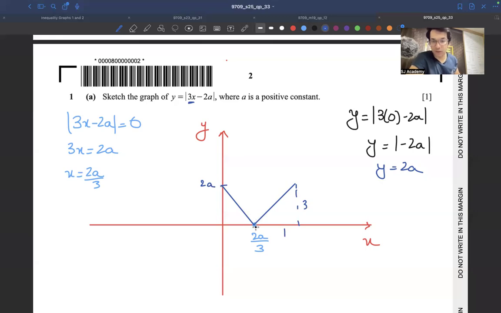But what we have to show is the x-intercept and the y-intercept. We have to make sure that the graph is pointing upwards. It's V-shaped as there's a modulus sign.